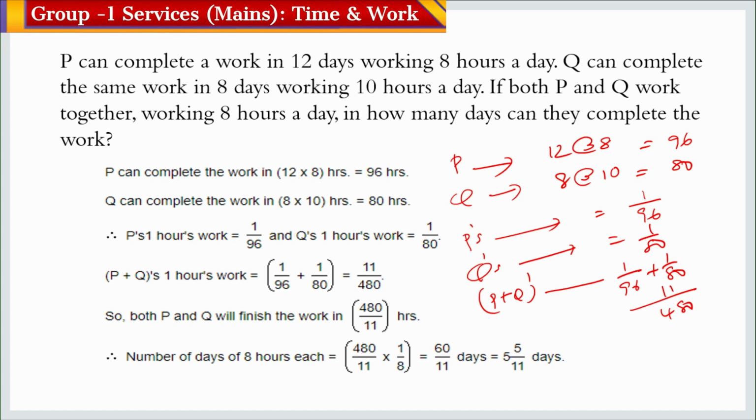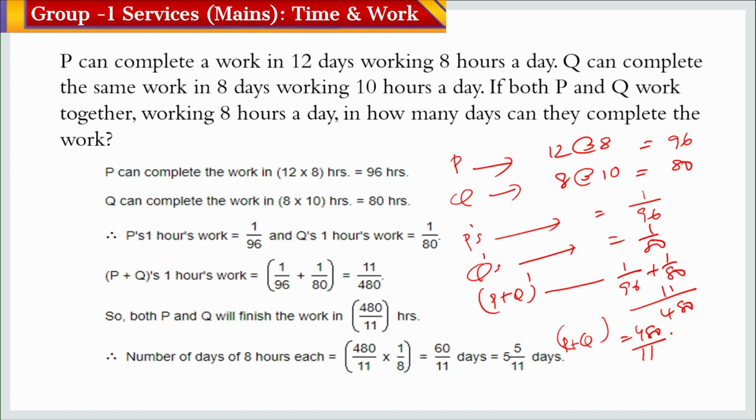Means it is 11 by 480. So, P and Q can combinedly work together in 480 by 11 days. 11 hours, reversing it, 480 by 11 hours. Okay. So, if you want to find the number of days of 8 hours each, what is the condition here? Working for 8 hours. How many days, working 8 hours a day, can they complete the work?